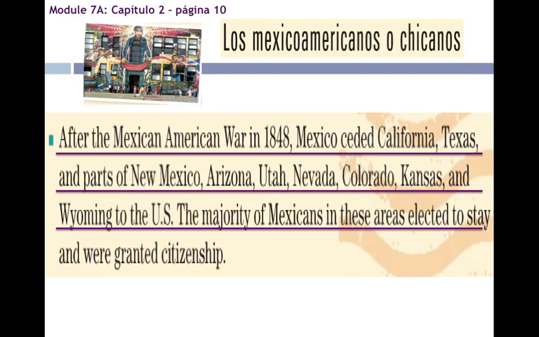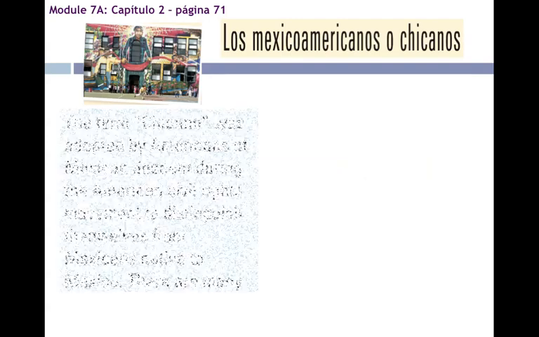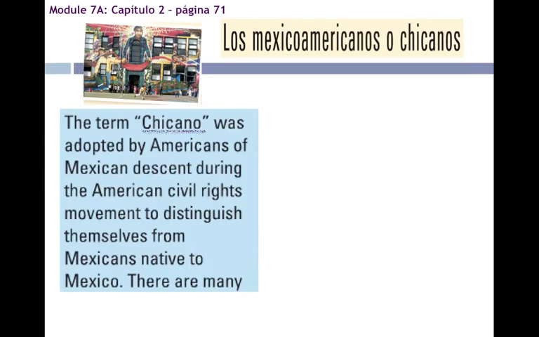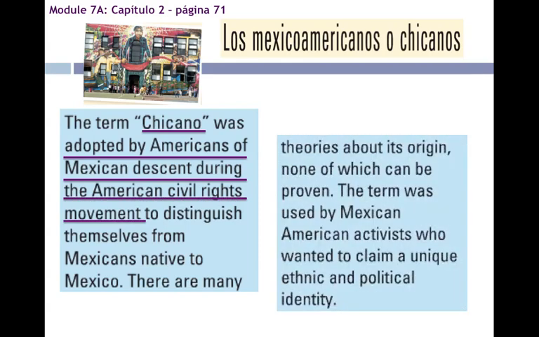The majority of Mexicans in these areas elected to stay and were granted citizenship. The Chicano movement was born in the 1960s as Mexicoamericanos attempted to regain a sense of pride in their Mexican heritage and culture. The term Chicano was adopted by Americans of Mexican descent during the American Civil Rights Movement to distinguish themselves from Mexicans native to Mexico. There are many theories about its origin, none of which can be proven. The term was used by Mexican-American activists who wanted to claim a unique ethnic and political identity. So Chicano is another term for Mexicoamericanos.